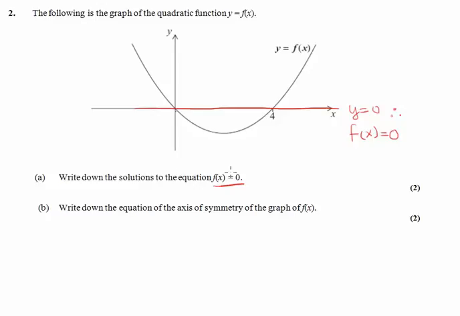So what we're looking for is, where does the graph intersect the x-axis? And it does it in two places, at 4, and then at the origin, which is when x is 0. So there are two solutions, 0 and 4.